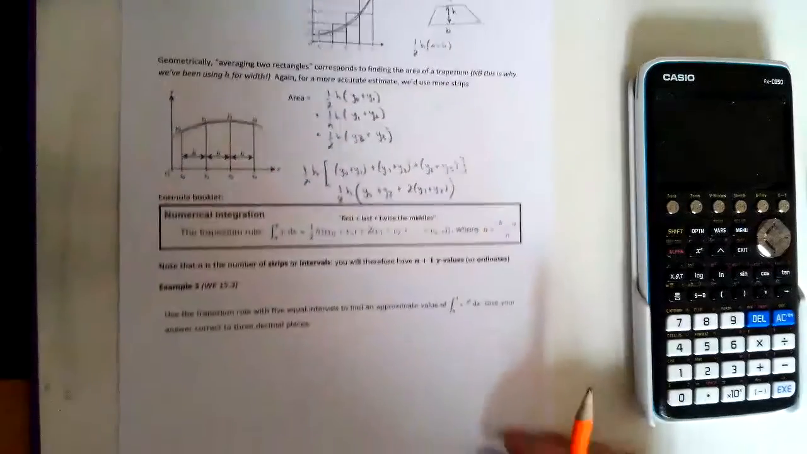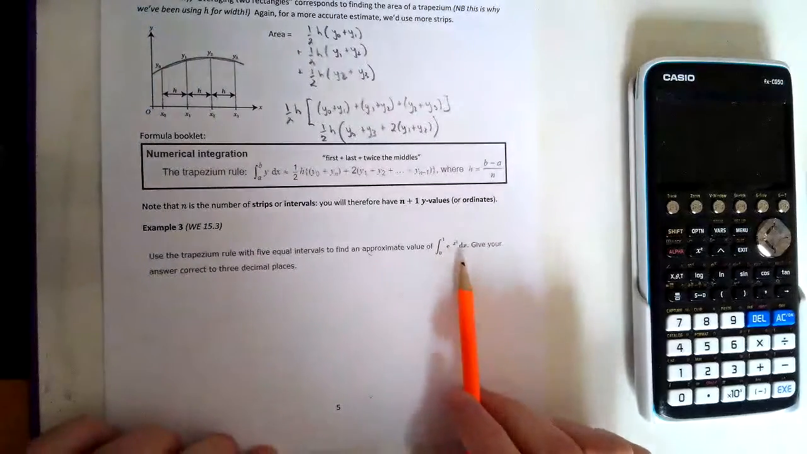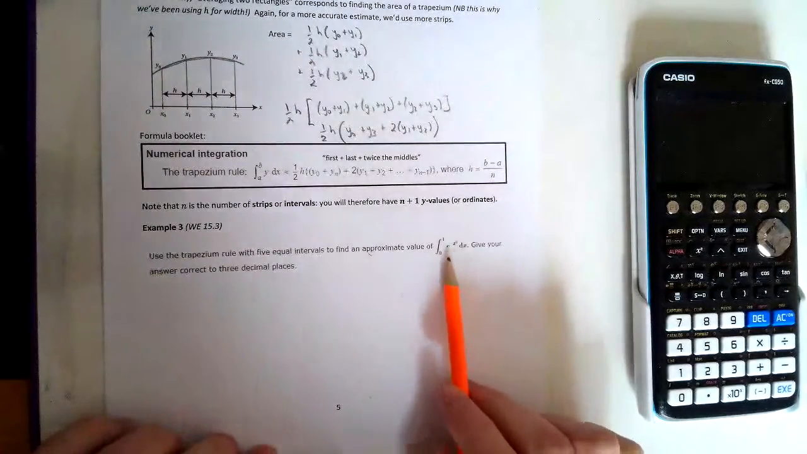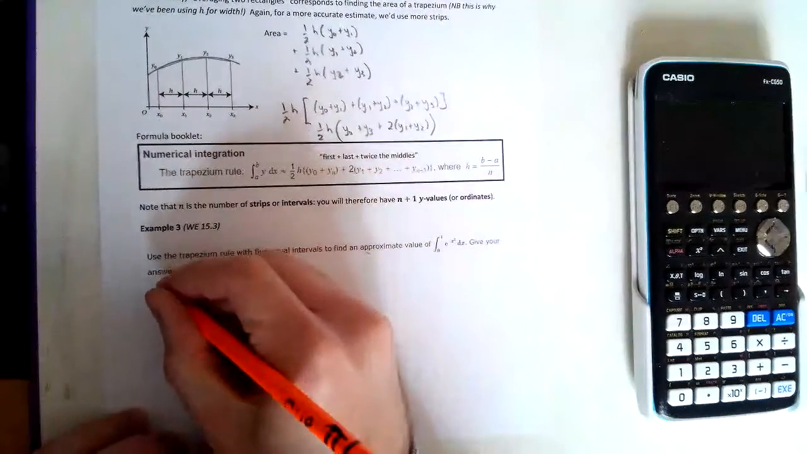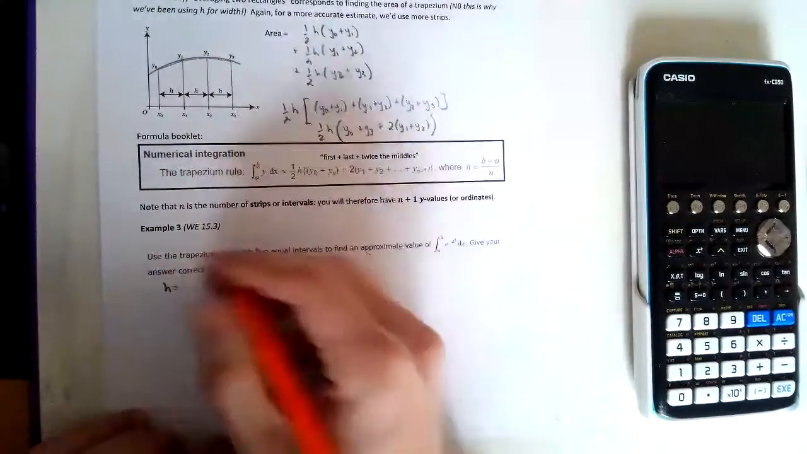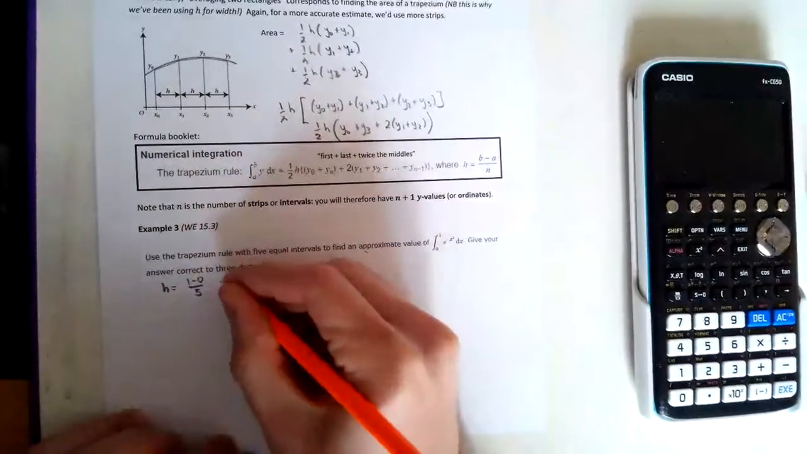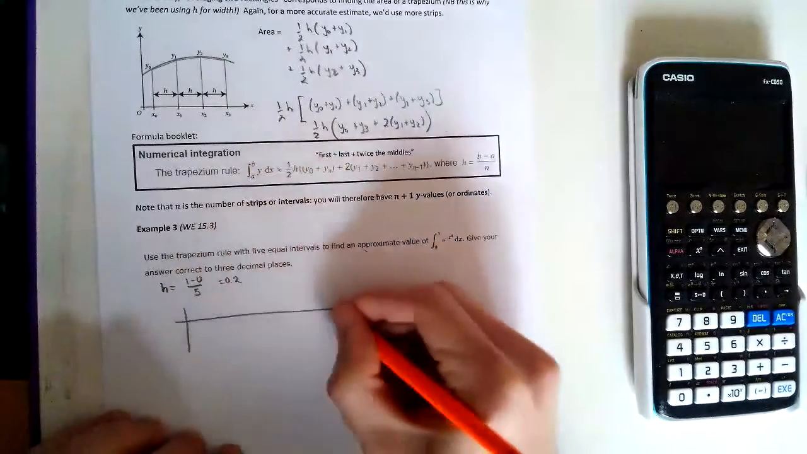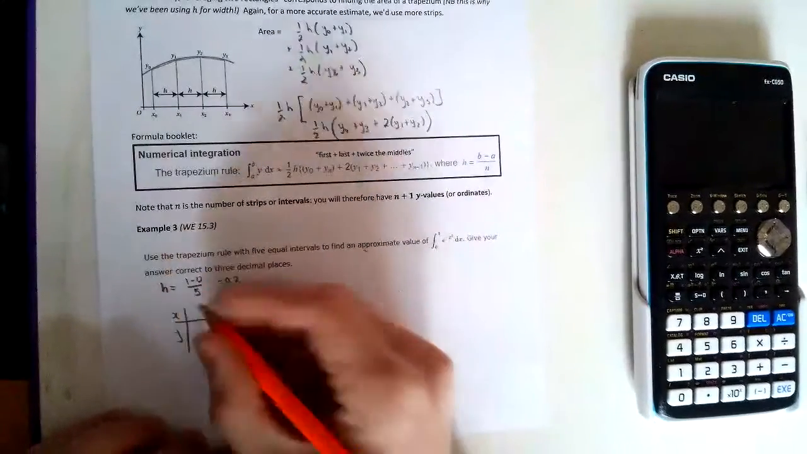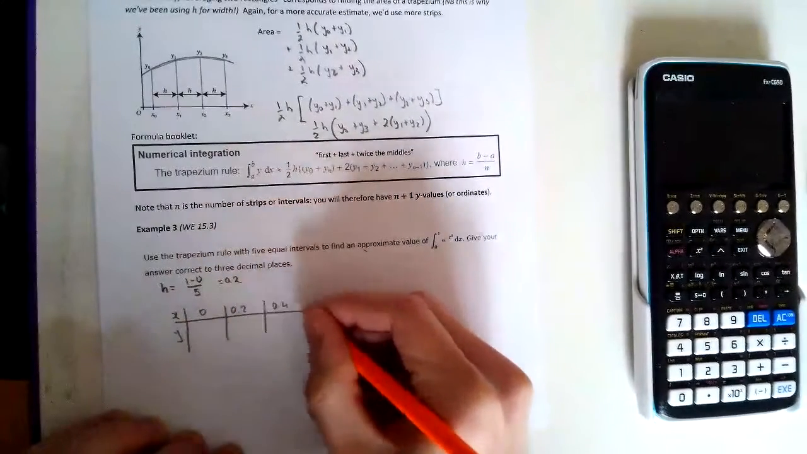So let's jump straight into an example. This is the one we did yesterday. Now let's do this again using the trapezium rule with 5 equal strips. So again, work out h. It's 1 take away 0 divided by how many strips? So 5, so it's 0.2. Get your table of values, so x and y. It starts at 0, and we go up by 0.2 each time.